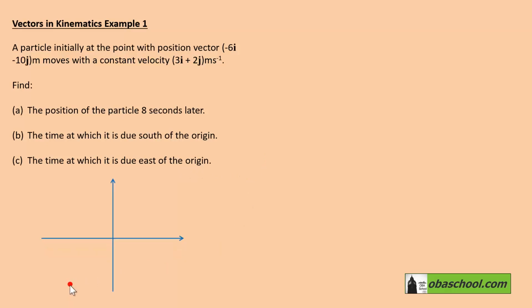So we have a particle that's initially here at negative 6, negative 10, and it moves like so. So in part A, we're going to use r is equal to r0 plus ut, because of course it's moving with constant velocity.